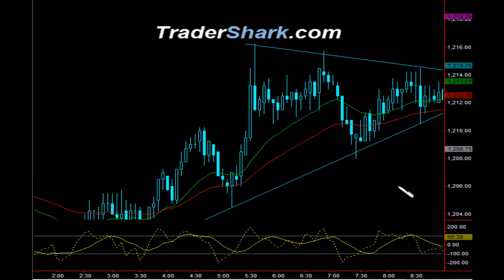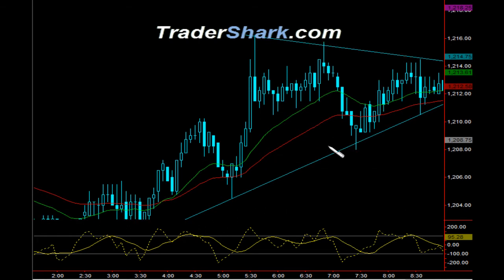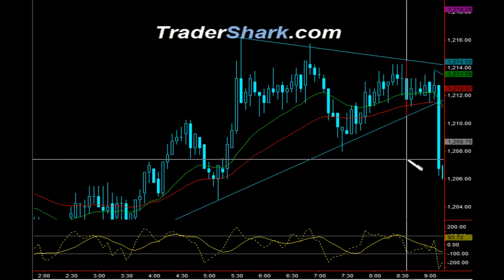I want to go ahead and talk to you a little bit about the 5-minute chart and what we had starting this morning. Even as early as 5 o'clock this morning, a wedge pattern started. A wedge is defined by at least 5 touches. 1, 2, 3, 4, 5. Fifth touch, looking for a breakout one way or the other.